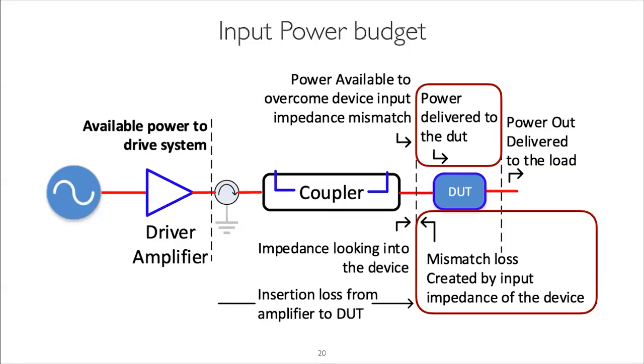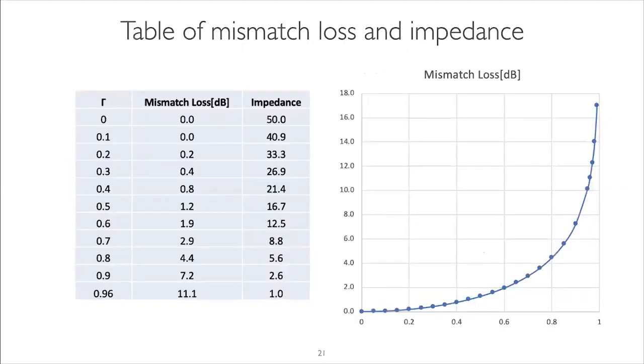Now, mismatch loss, many people underestimate how important that number could be. And when we do it with tuners, you're basically creating that mismatch with the tuner, so you don't necessarily need to worry about the loss in terms of the tuner. The tuner takes care of that. Okay, so here's a quick table of values of insertion loss.